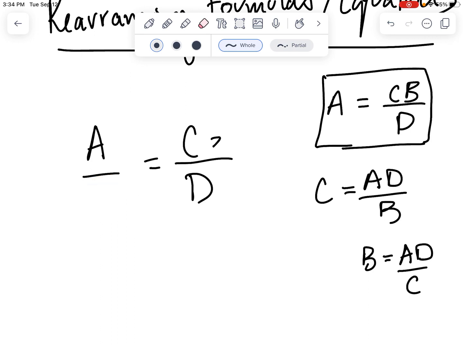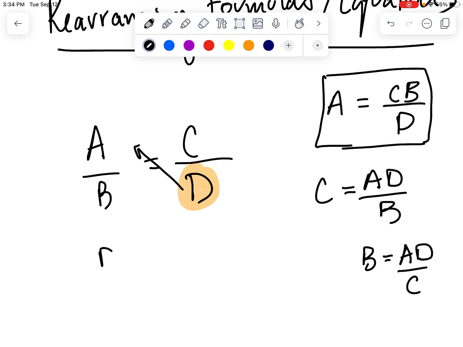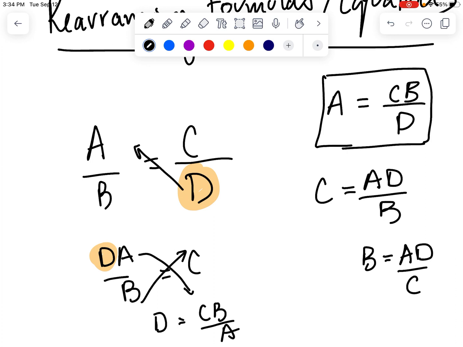So let's say instead of trying to isolate for b, let's isolate for d. d isn't in the numerator yet, so I'm going to take it to the other side. Then I would have d a over b equals c. But I want to solve for d. So what I'm going to do is take my a to the other side and my b to the other side, and I'm left with d equals c b over a.